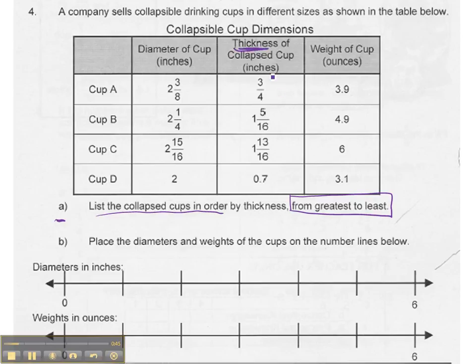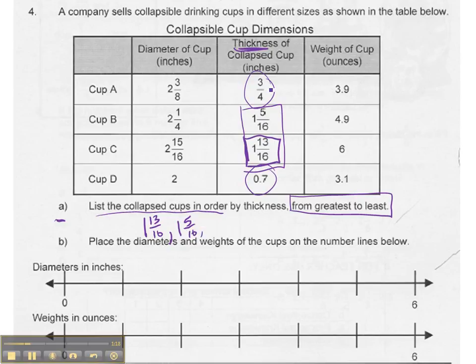Looking at this column of numbers, I see two that are less than 1, 3/4 and 7/10, and then I see these two mixed numbers that are greater than 1: 1 and 5/16 compared to 1 and 13/16. The larger number of the two is 1 and 13/16, so that would be our largest number. When your denominator is the same, you can just compare the numerators. 13 is greater than 5. The next largest number would be the 1 and 5/16.